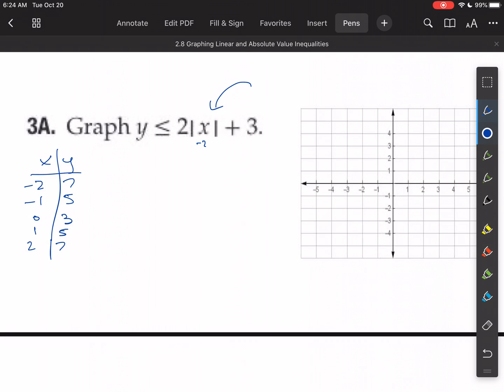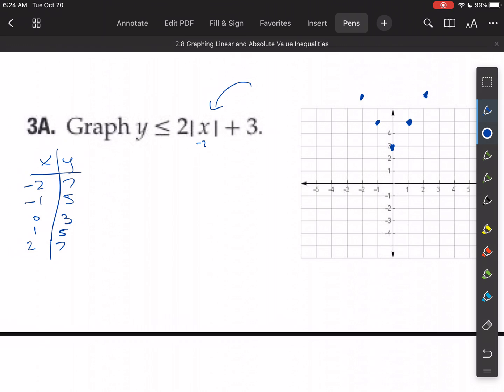Okay, so let's first of all get that thing down. Let's do some of these points. -2, 7. Looks like I went too far. That's okay. And then -1, 5. And then 0, 3. And then 1, 5. There's my V shape, which is what I need. I need to go until I get that V shape. Okay, so I have this V shape.